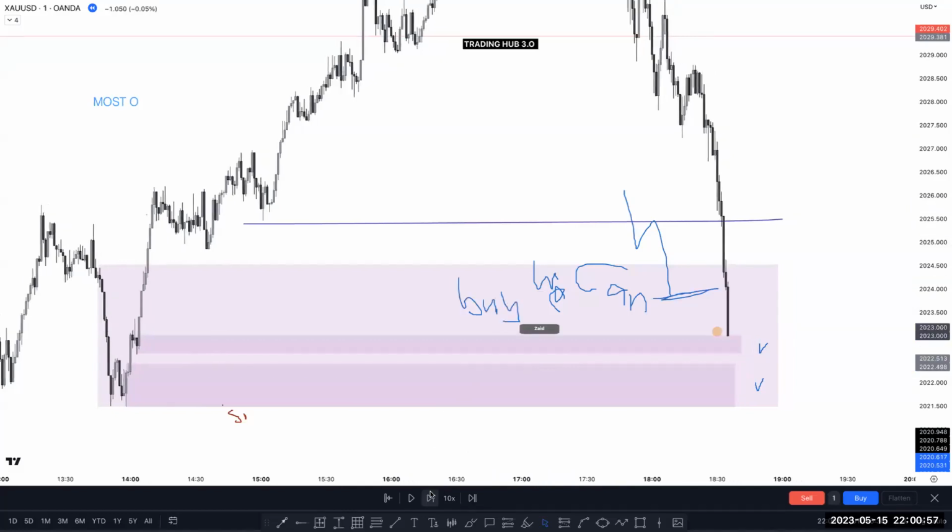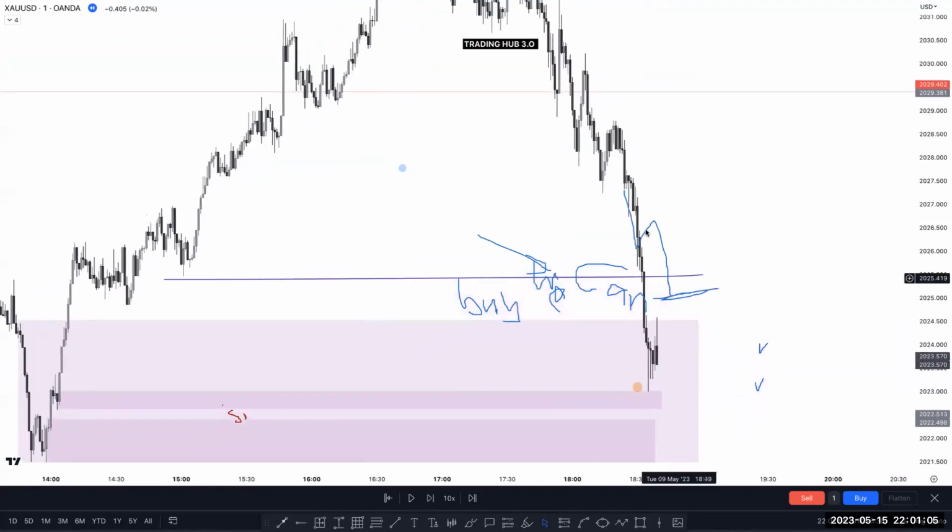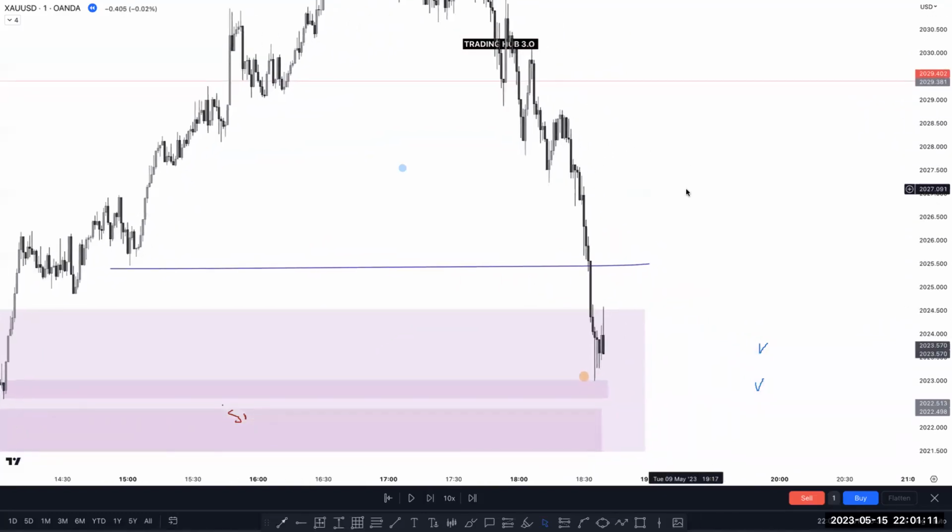Okay, let's see. Extreme, the first order block mitigate here, right? First order block mitigate here. You have to wait for it to first high broken choch. So where is our choch in this case? You can see everyone.